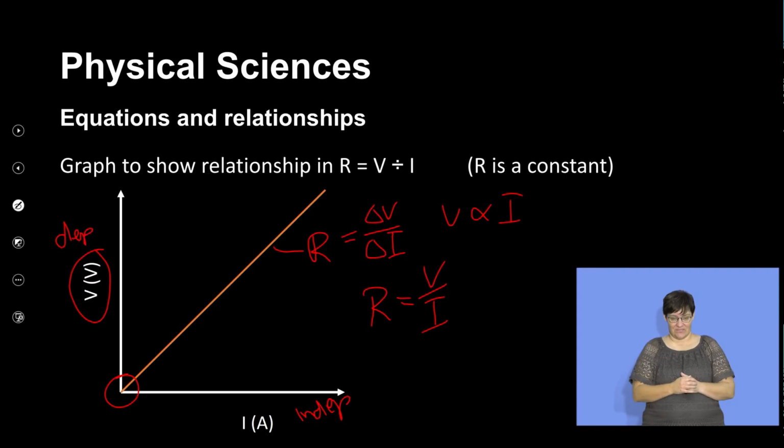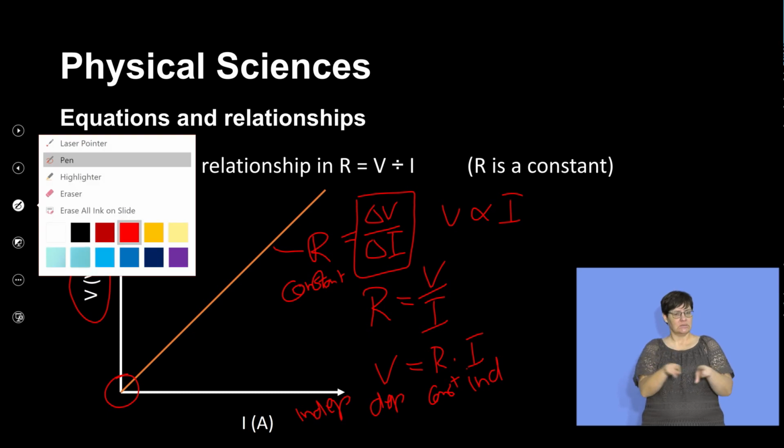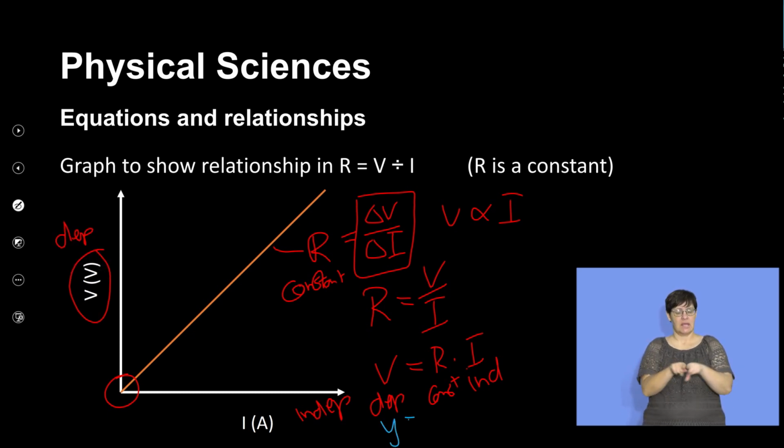And the first one is when we say we've got a constant and we've got a fraction. And the second one is if we rearrange this in the form where we have the dependent variable, V, is equal to R times I. Now that one is the dependent variable, this is the independent variable, and that's the constant. And there you've got it. That looks just like the equation y equals m times x.